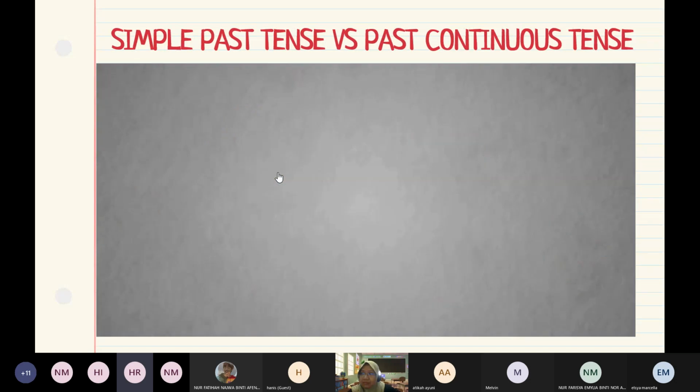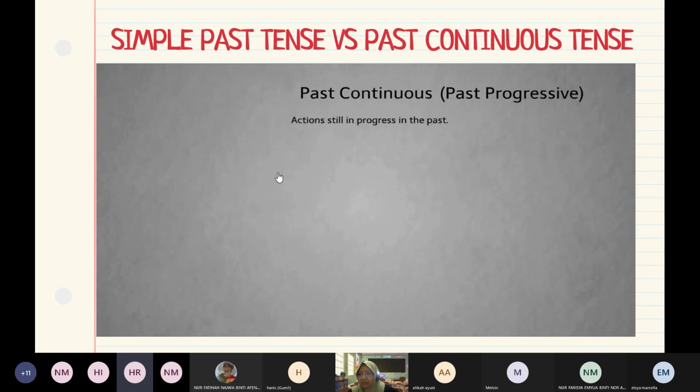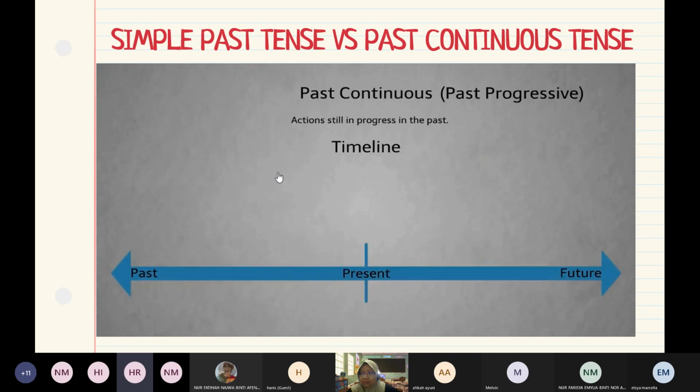In this video, we'll look at the past continuous. You may also know this as the past progressive. We use the past continuous to talk about an action in progress in the past. Let's examine this using a timeline with the example, someone was chasing her.